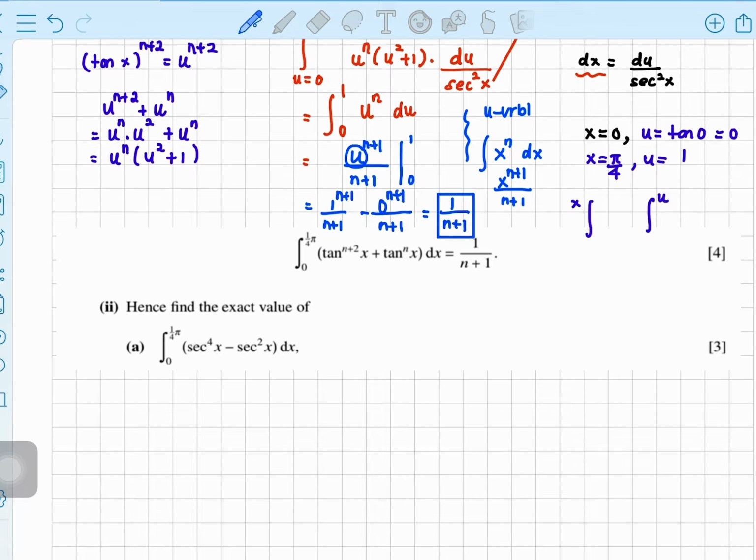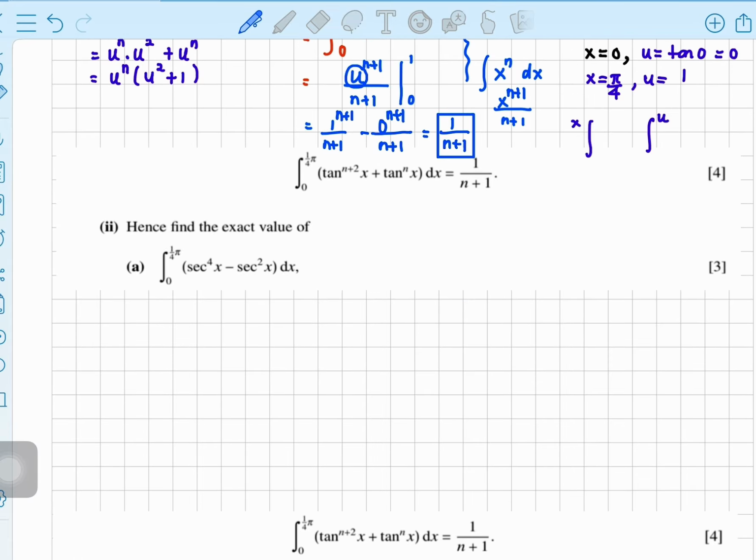So let's move on to the second part. The second part of the question says "hence". It means I have to use the information from the first part and find the exact value of this integral. So what is the variable in my integral? Everything is x, all written in terms of x. The limits are from 0 to pi over 4.